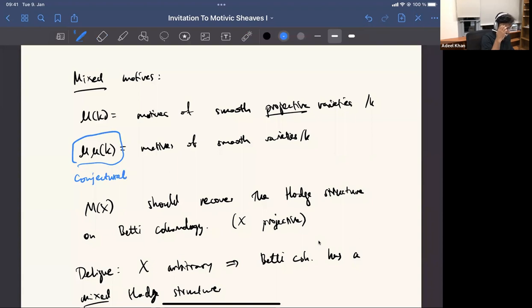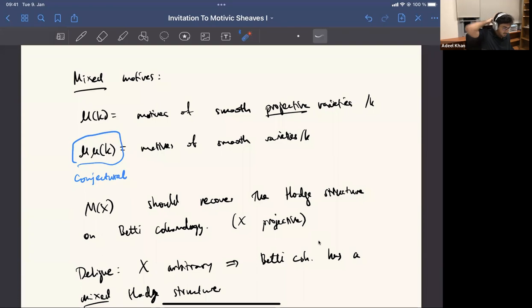There is something, the derived category of that is non-conjectural. That's what I'll discuss next time. But the hypothetical abelian category, of which that triangulated category should be the derived category, is not actually defined.